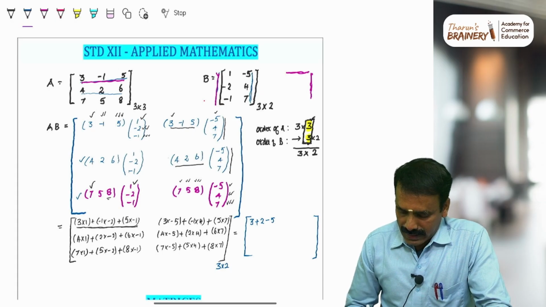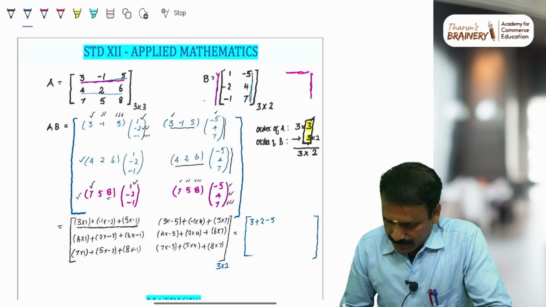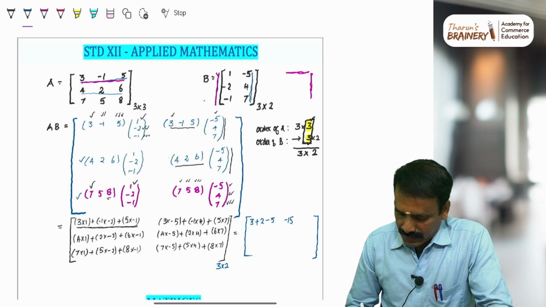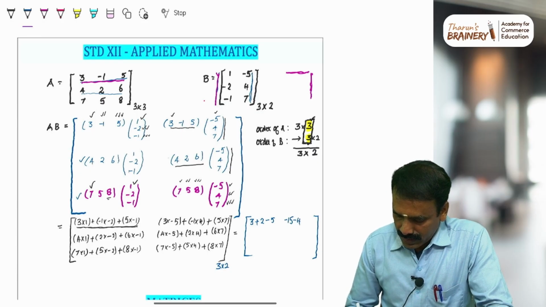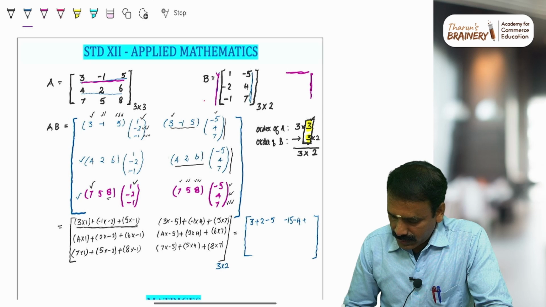Okay. And next one, 3 into minus 5. It is going to be minus 15. Minus 1 into 4, so it is minus 4. 5 into 7. It is going to be 35.